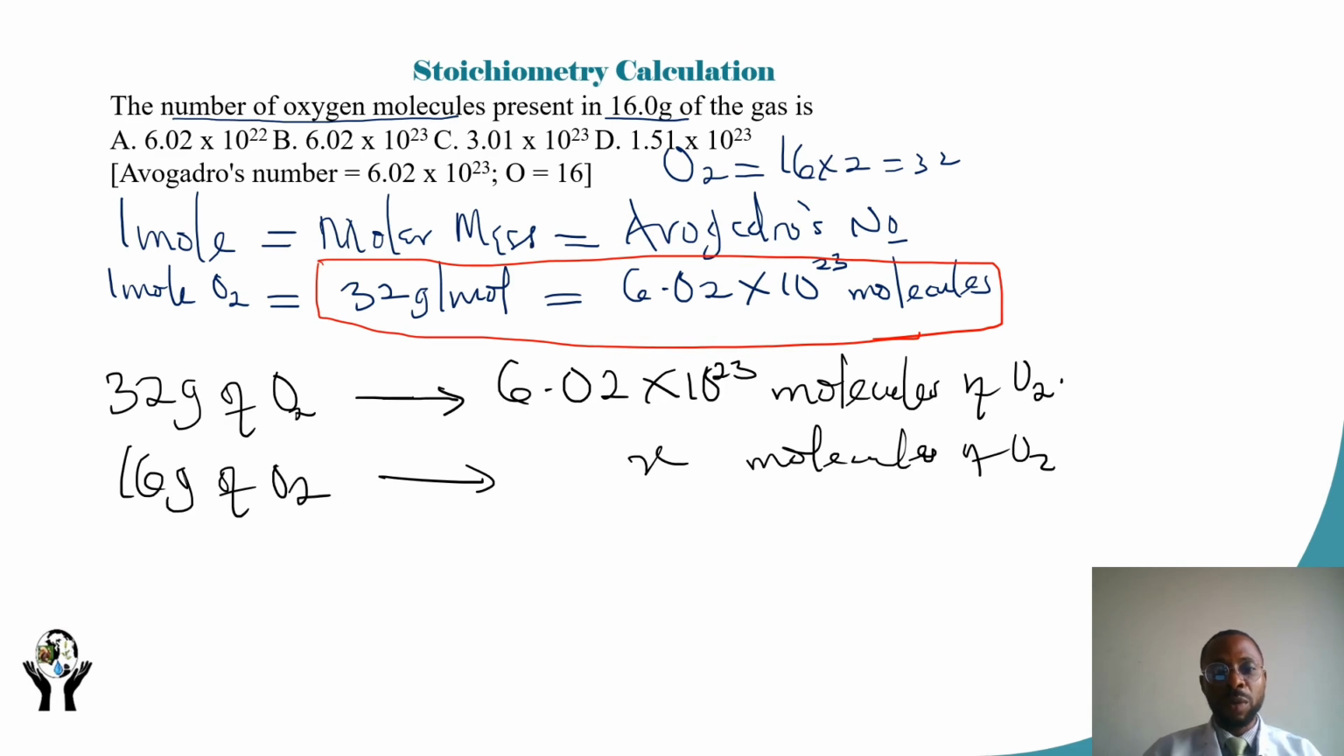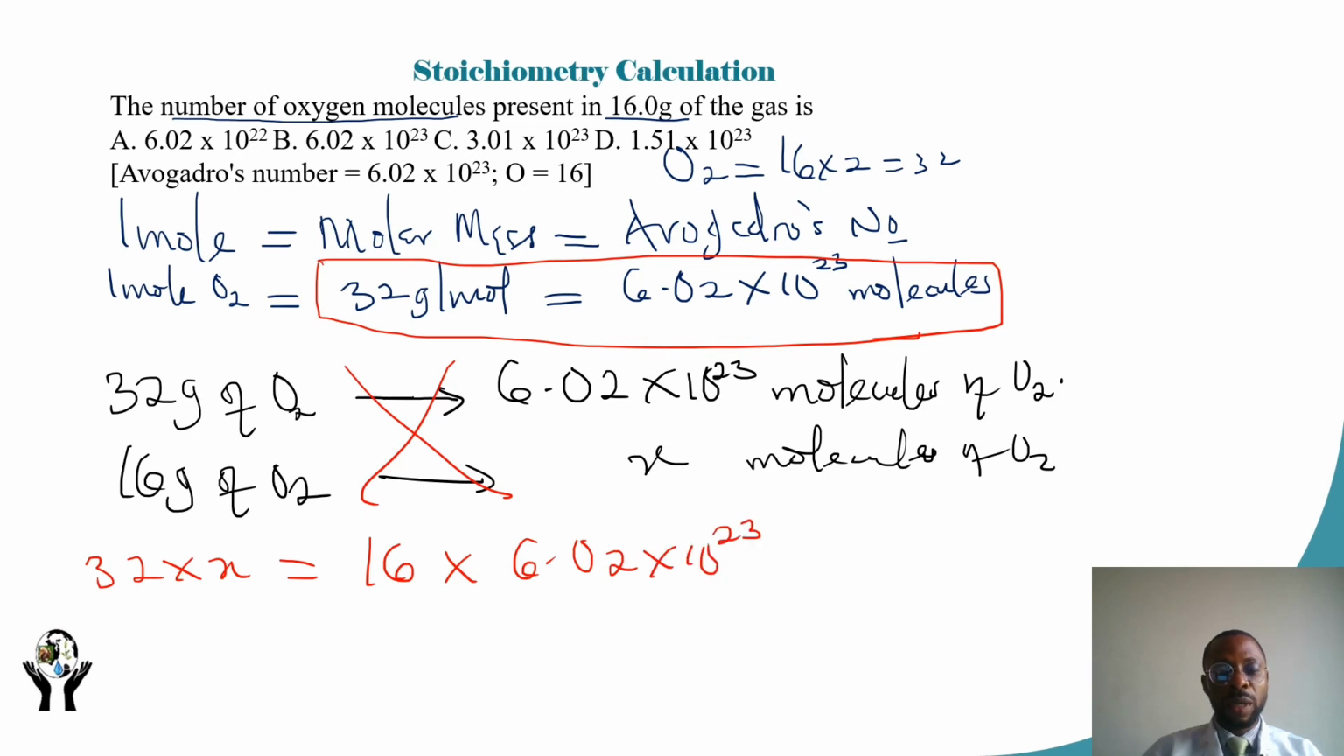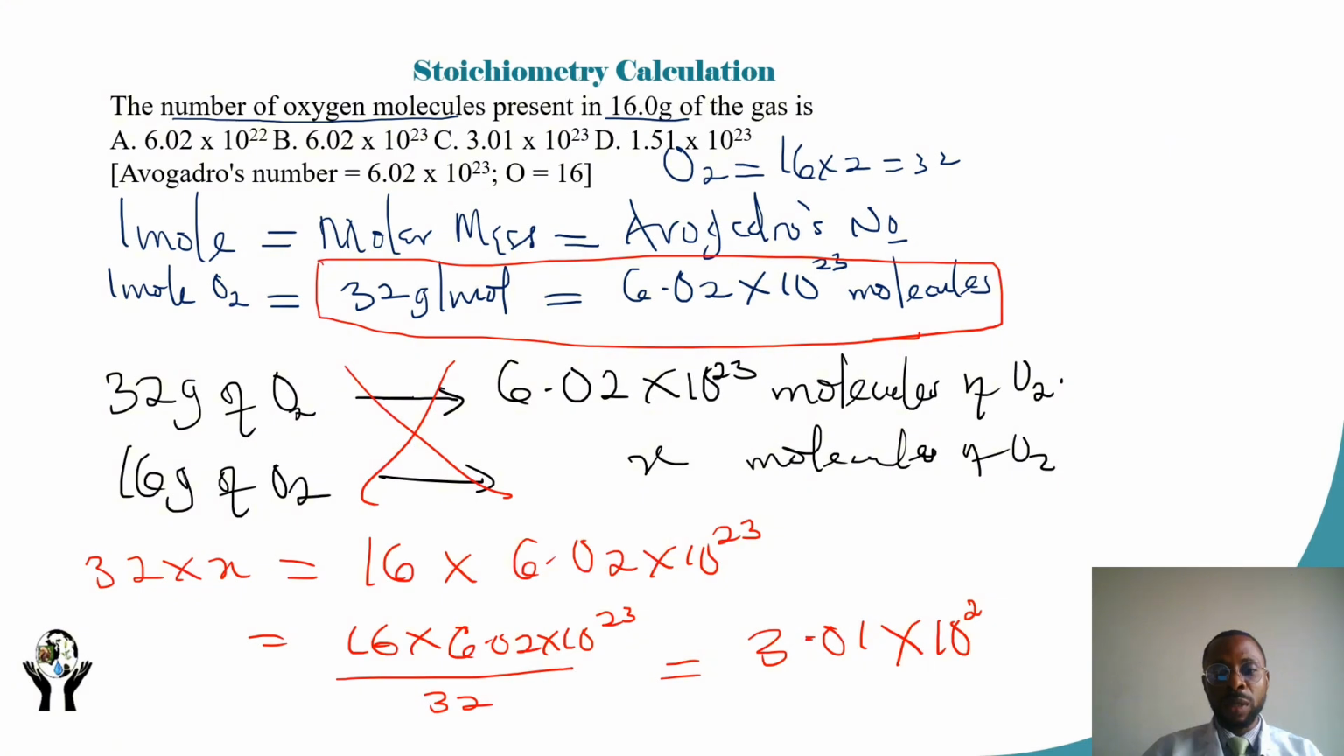At this point, we cross multiply, and that will give us 32 times x equals 16 multiplied by 6.02 times 10 to the power 23, and your x will be 16 times 6.02 times 10 to the power 23 divided by 32. Your answer should still be 3.01 times 10 to the power 23 molecules. And that is it.